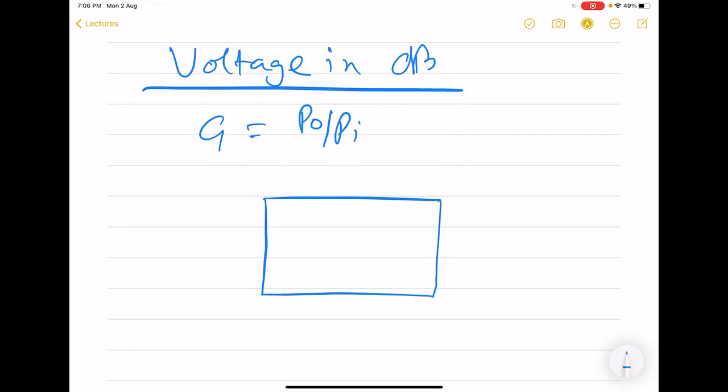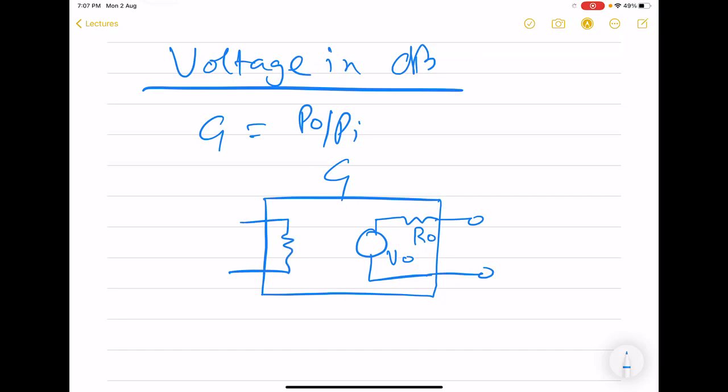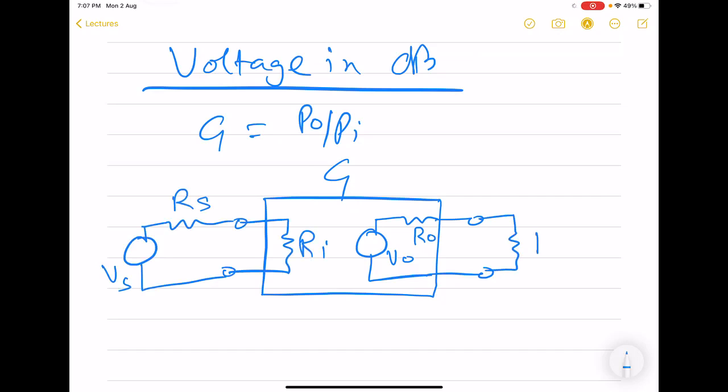Say for example, we have this voltage amplifier which has power gain equal to G. So this is the model. On the output side, it has output impedance of RO, open circuit voltage of VO, input resistance equal to RE, and this is being fed by a non-ideal source with internal resistance equal to RS, and on the output side it is connected to a load.